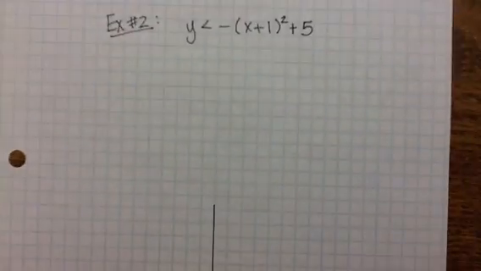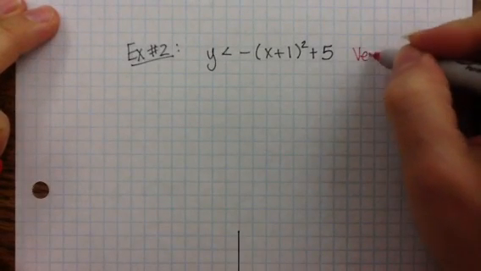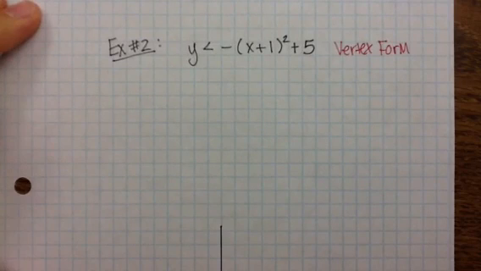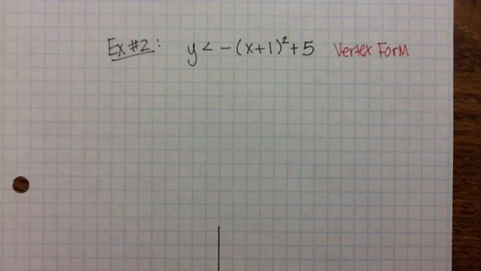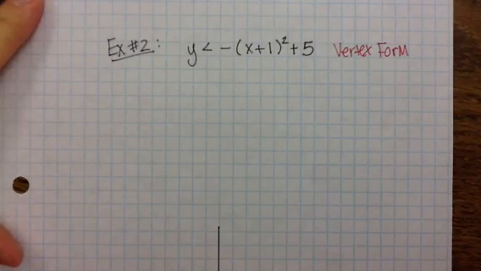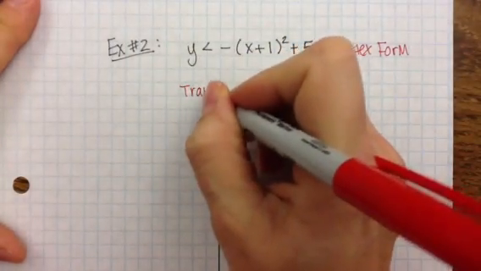And we can also graph quadratic inequalities that are in vertex form. In fact, vertex form is probably easier. Because when our equation is in vertex form, or our inequality in this case is in vertex form, we can just list the transformations and graph from there.